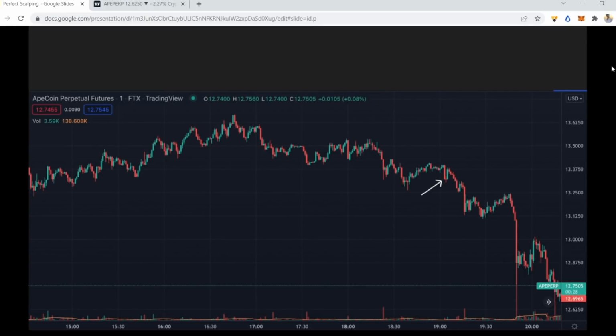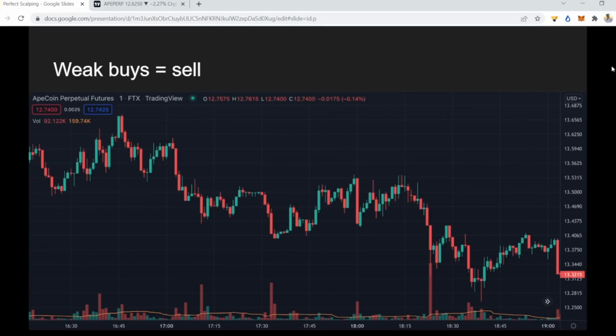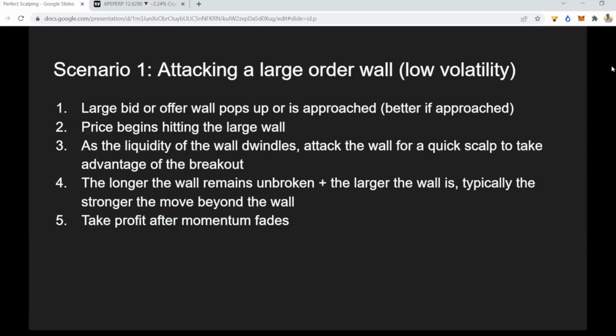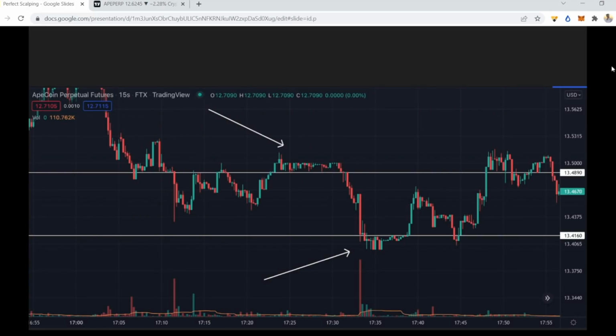That's going to be it for this video. Remember that the 3 scenarios are, let's go to the first one: low volatility patterns where price is basically just battering away at an order wall. Of the 3 strategies, this is probably my least favorite, the third best one, I'd say. It can work pretty well, though.